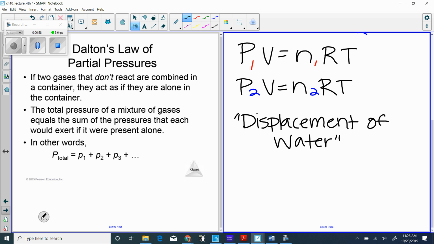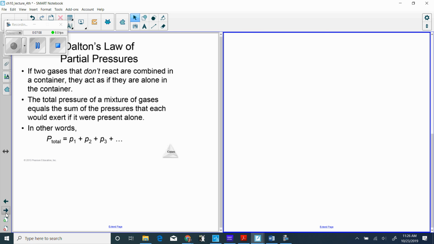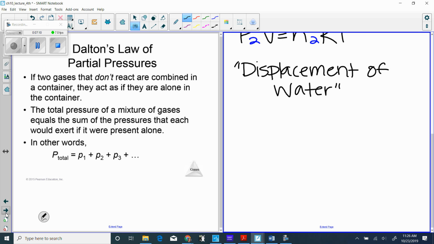Oftentimes, when you do these mixtures, you know how, like, when we practiced with the last unit, what words are we looking for so we know what to do? The words you are looking for is displacement of water. Gas collection by displacement of water.